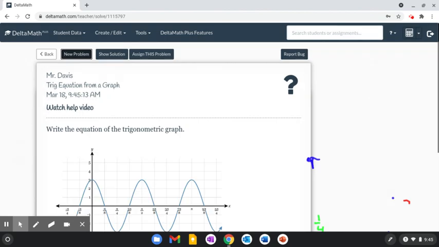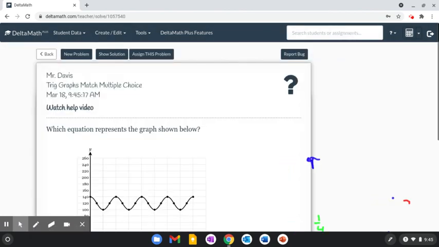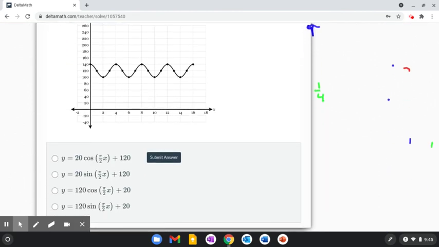All right, our last activity is going to be some multiple choice. It's going to give you a graph, and then you have to identify the correct equation. Let's do a couple of examples. Basically, we're going to identify the features, and then based on those features, decide which is the correct equation. In this one, it looks like the midline is up there at 120, so that narrows it down to one of these two.